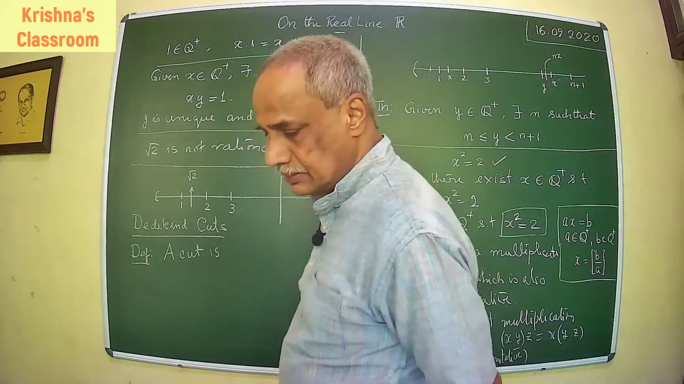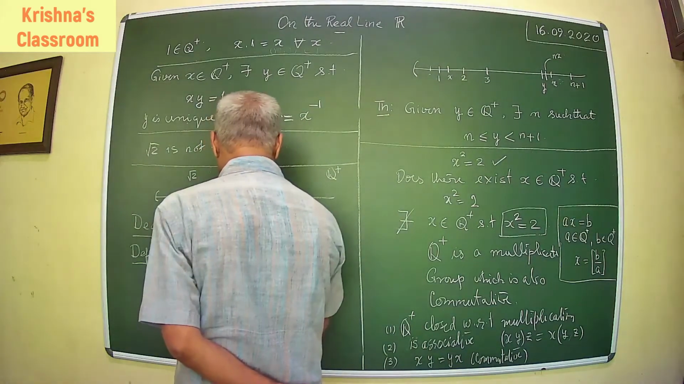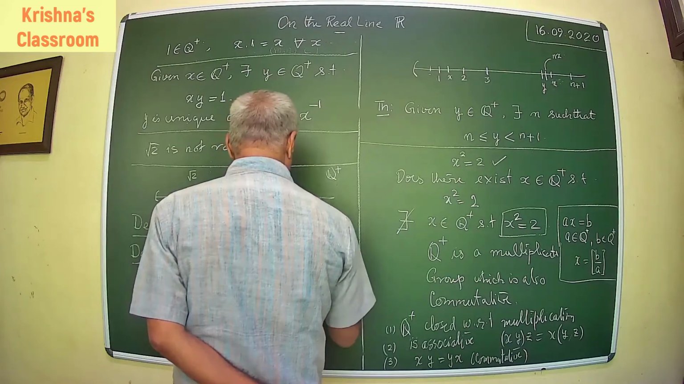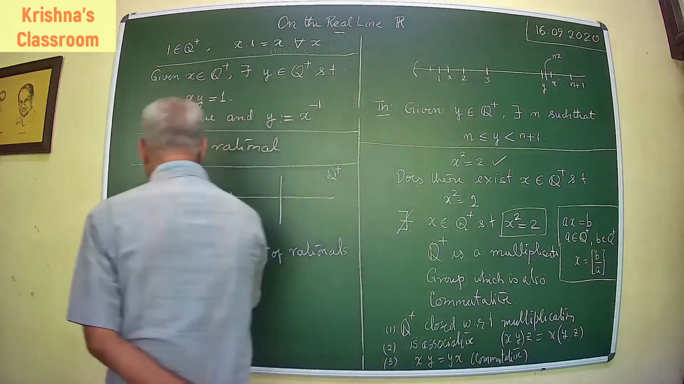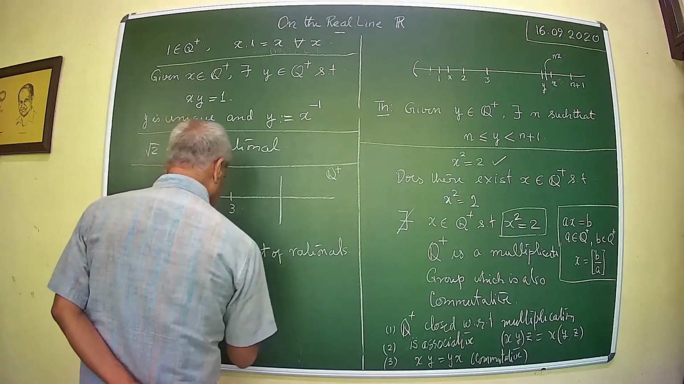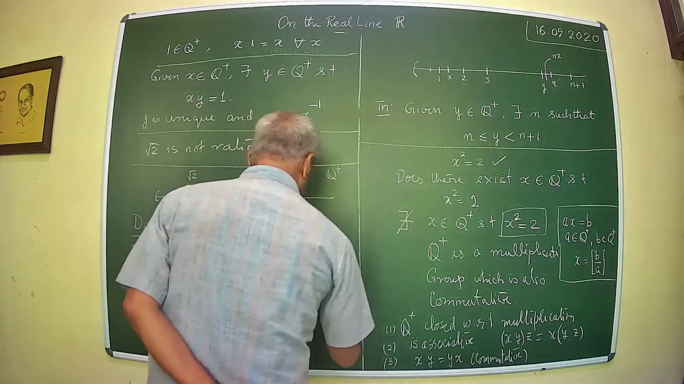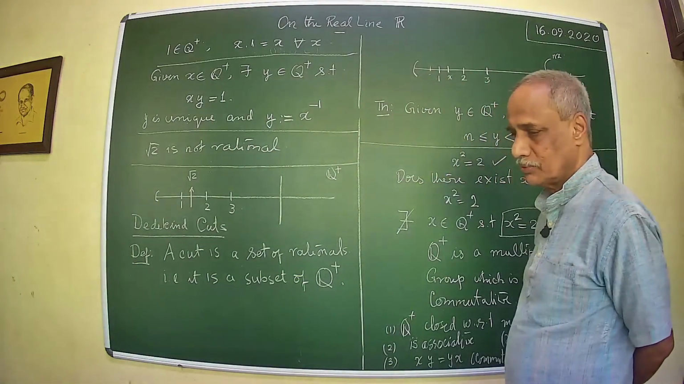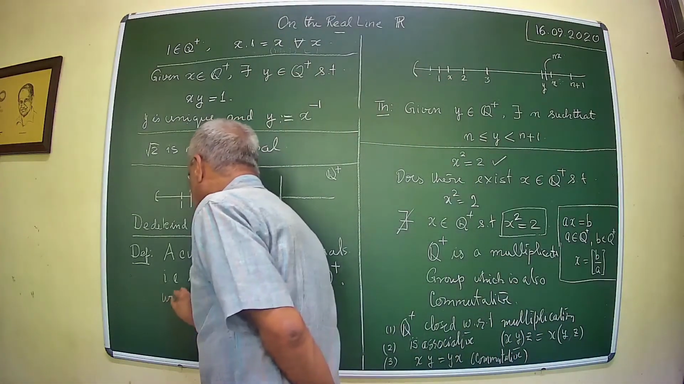a cut is a subset of Q plus. What kind of subset? We are not describing it yet. Okay. What are the properties? With the following properties.